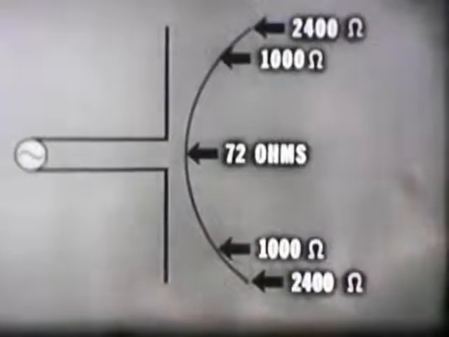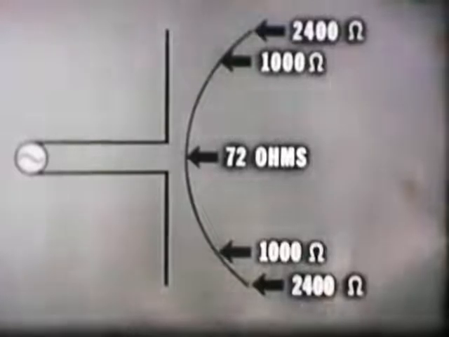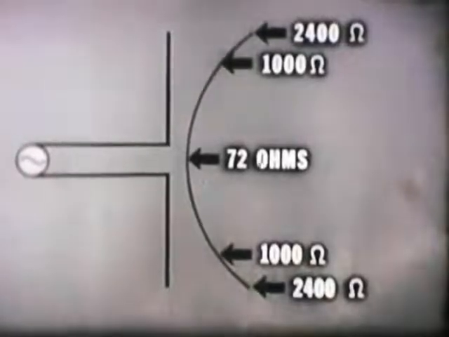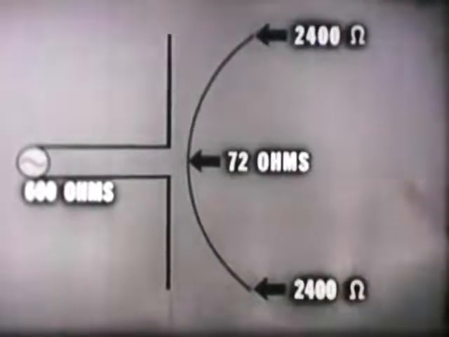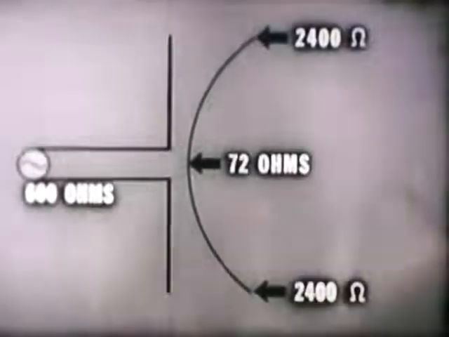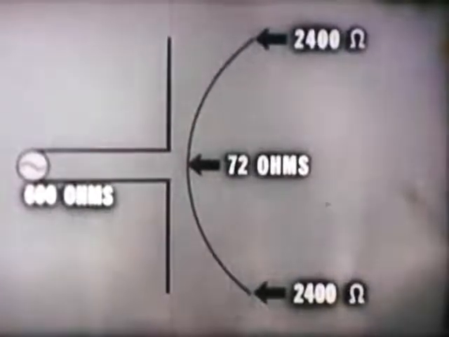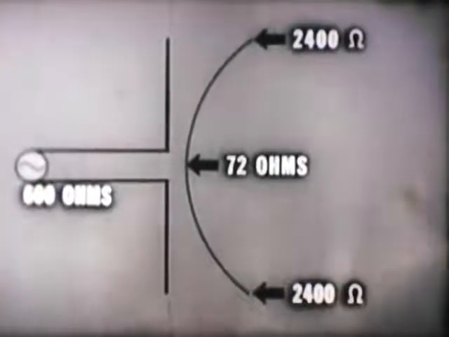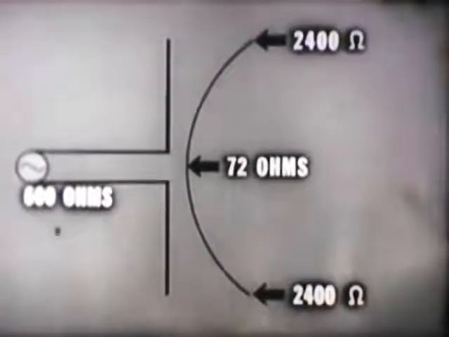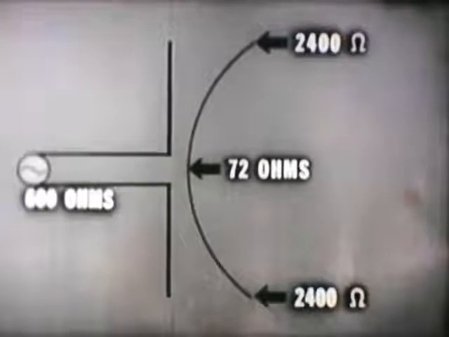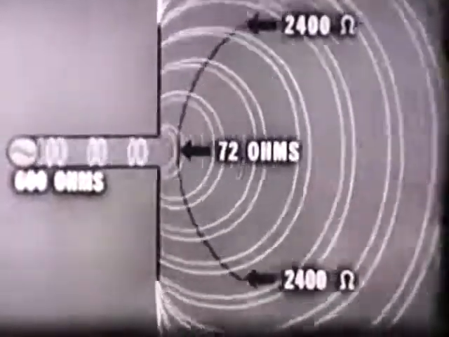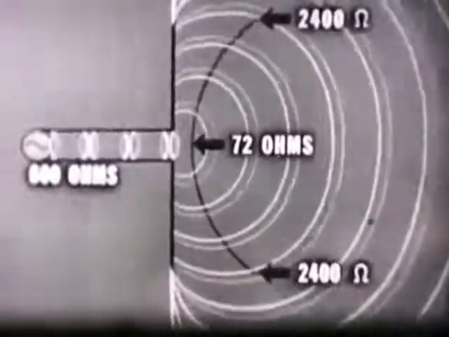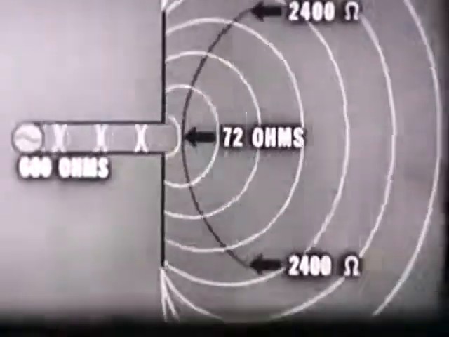Now we can match the antenna and transmission line in impedance. Let's say that the characteristic impedance of the transmission line is 600 ohms. If this is the case, our transmission line is connected to the antenna at the wrong point. 600 ohms does not match 72 ohms input impedance at the center of the antenna. When power is applied, there will be some reflection because of this mismatch of impedance.